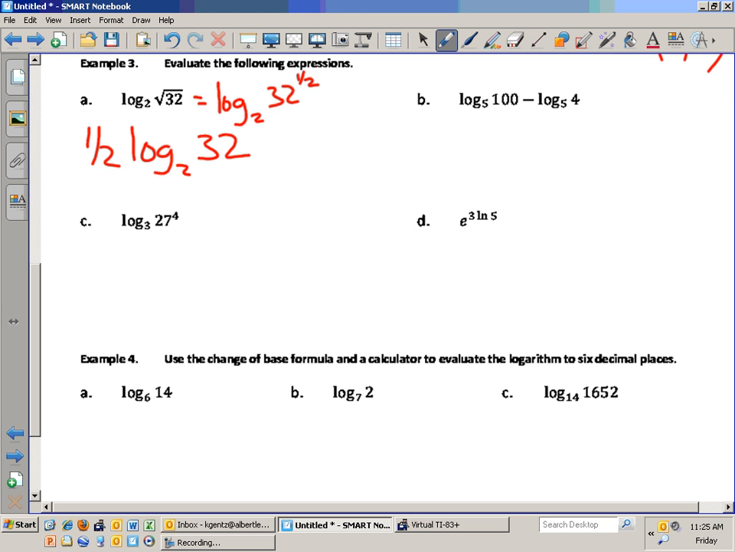5. So this is really 1/2 times 5. Log base 2 of 32 is 5. What's 1/2 of 5? 5 halves is 2.5. That's your answer.